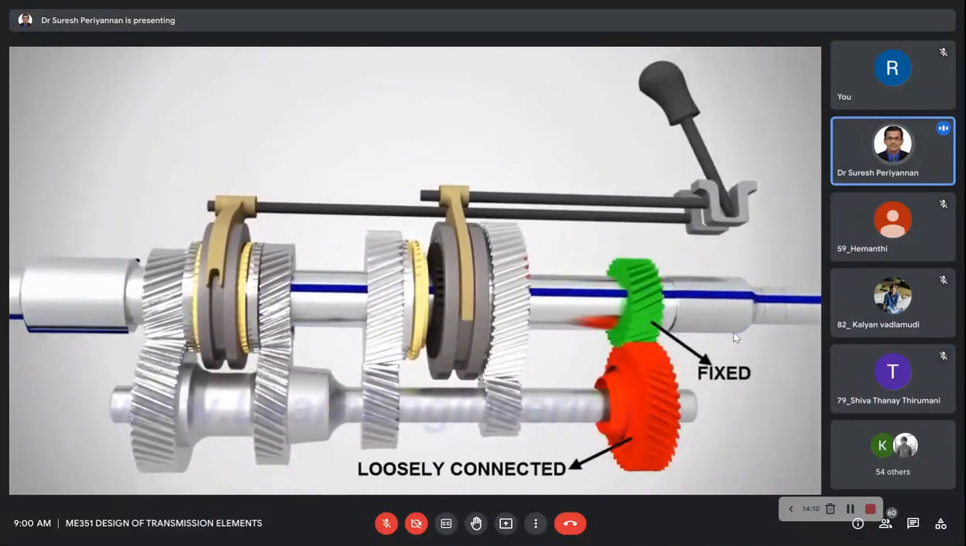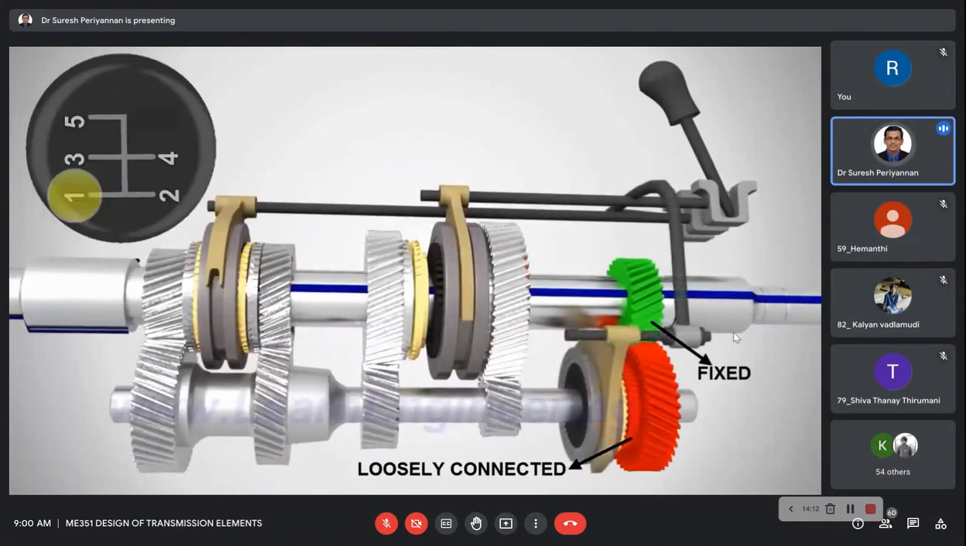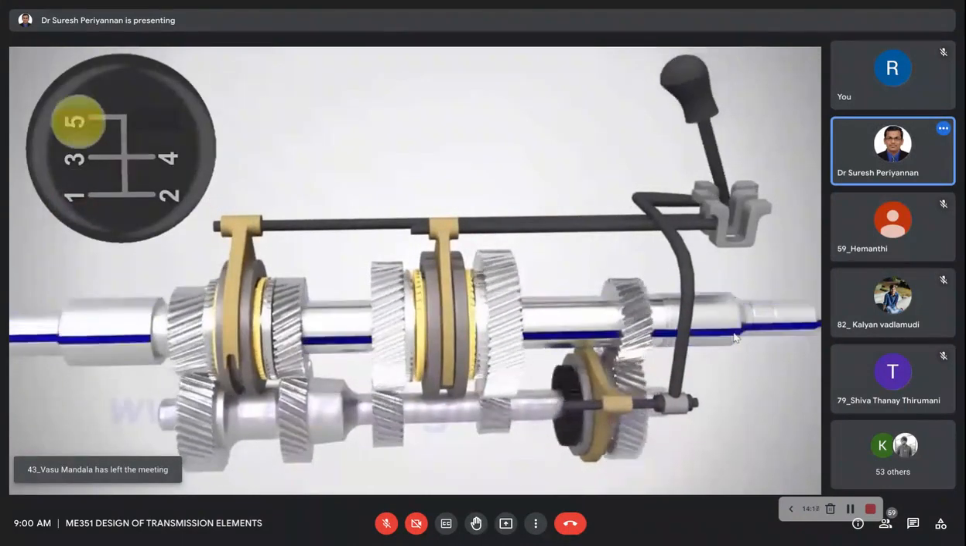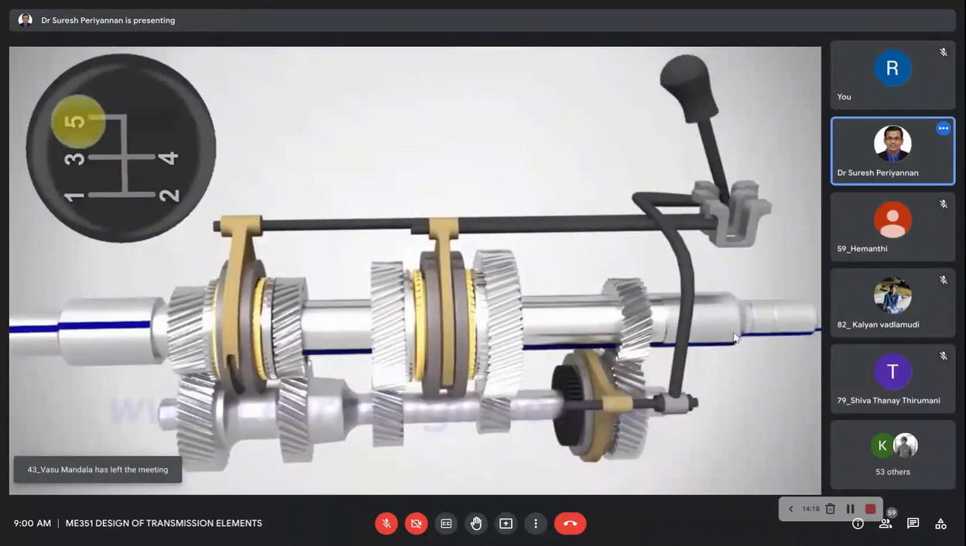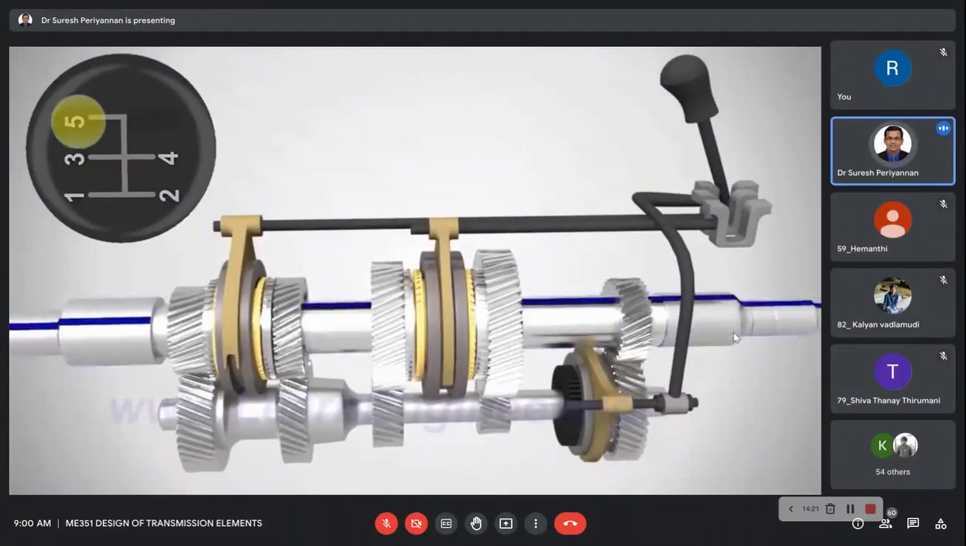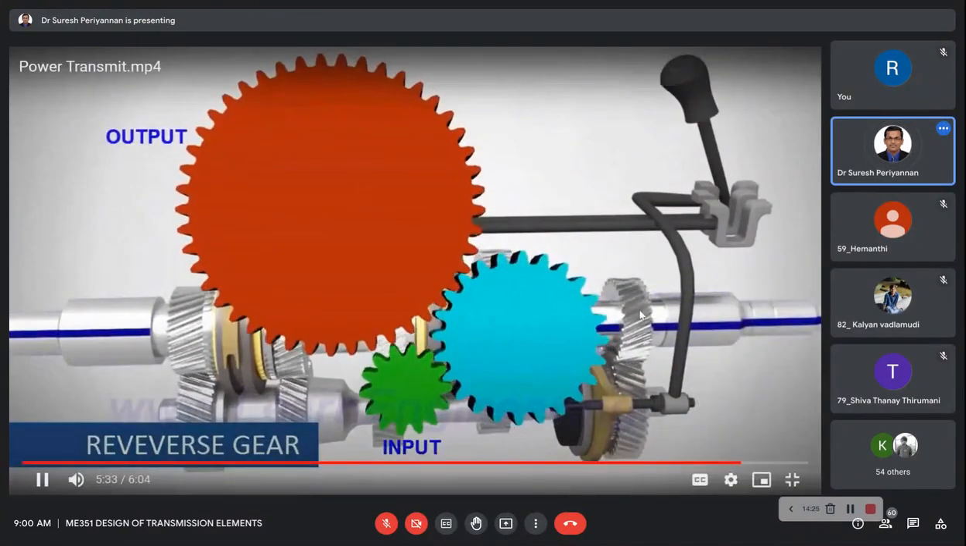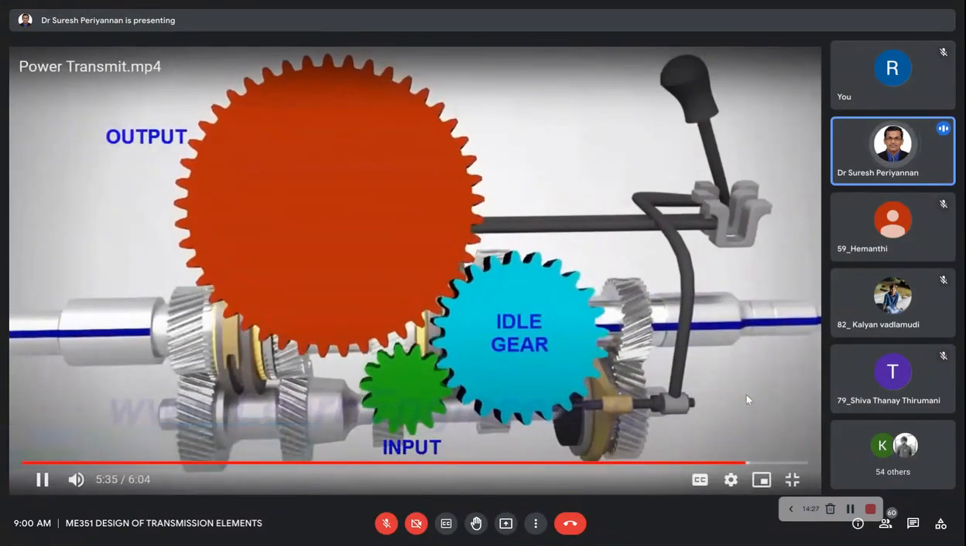A fifth gear is used to turn the output shaft at a higher speed than the input shaft. Now let's see how the reverse gear works. The reverse gear uses a 3-gear arrangement, as shown. Out of those, one is the idle gear.